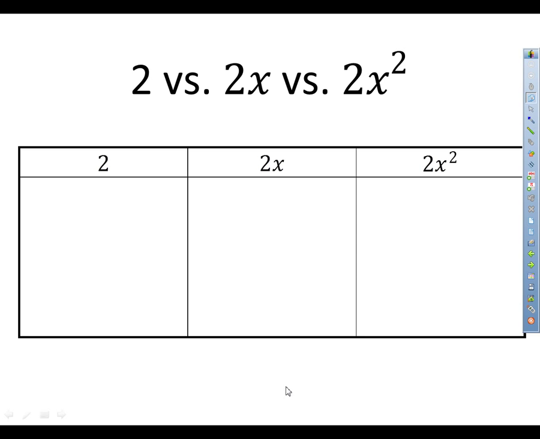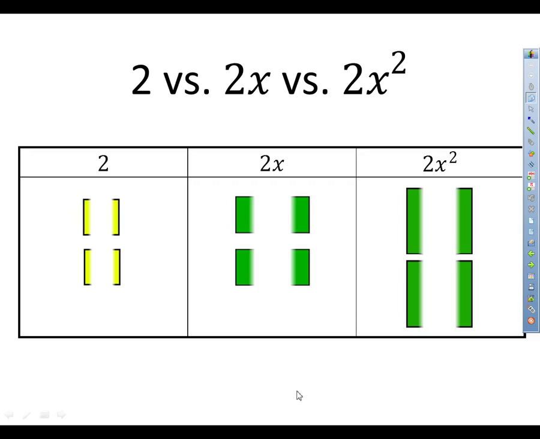Now what if we compared 2 versus 2x versus 2x squared? Well, what we would get is 2 1 squares, 2x rectangles, and 2x squared squares. So that's a visual representation that we're going to use to help us as we're combining like terms.